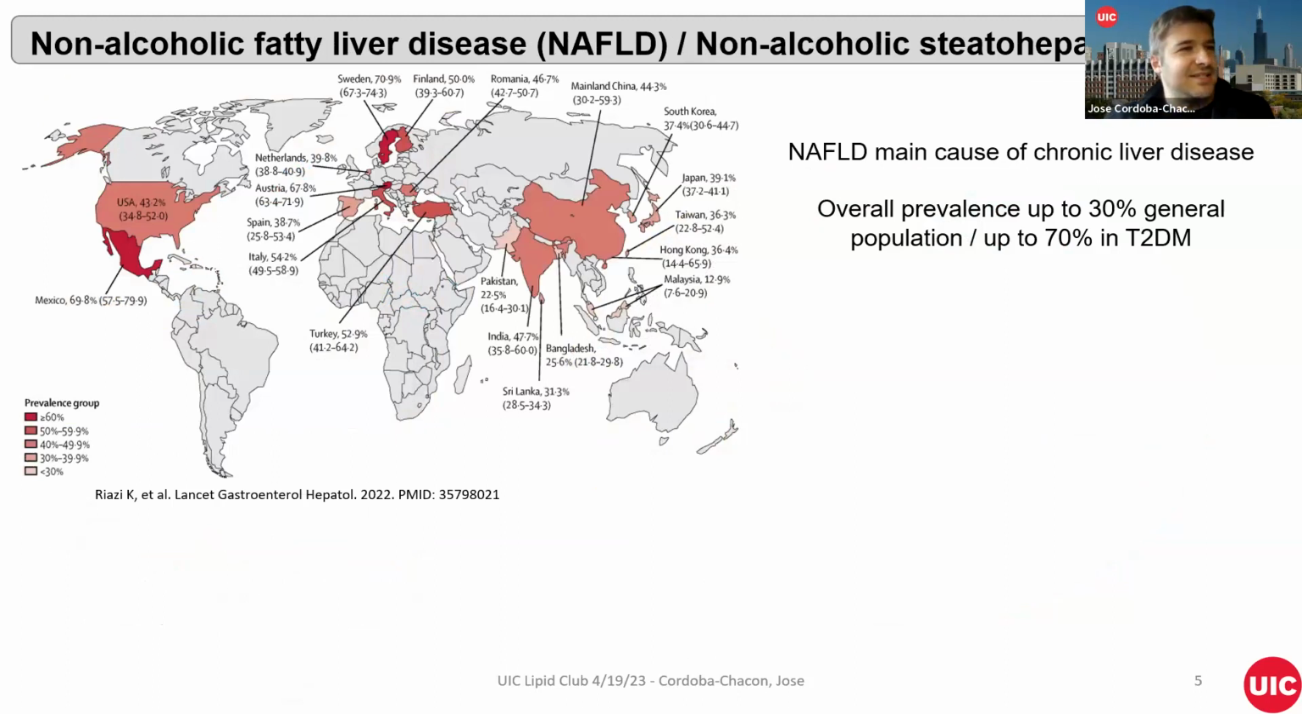What I want to talk about today is disease linked to lipids. And that one is non-alcoholic fatty liver disease, which is widely known as NAFLD, and also its progression to a more deleterious stage called non-alcoholic steatohepatitis, or NASH. NAFLD is the main cause of chronic liver disease and has a huge prevalence worldwide, about 30%. Here in the USA, the prevalence is estimated to be about 40%. And in patients with obesity and type 2 diabetes, that prevalence can go up to 70%.